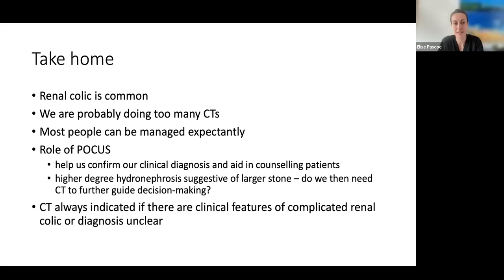Yeah, absolutely. And I think there are certain groups where this might be more useful than others. As you say, the first presentation of an older person, you're almost certainly going to do a CT. But maybe these younger patients where the clinical diagnosis, you're pretty sure, this might just give you that little bit of extra confidence in your diagnosis without subjecting them to a CT.